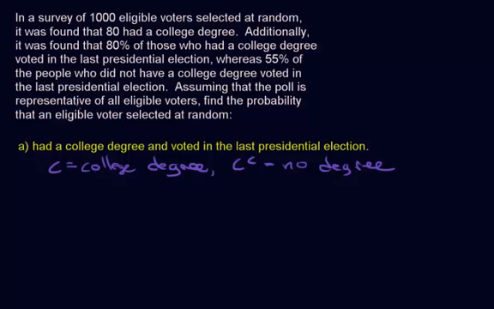Okay, so what do we know from that? We know that the probability that you have a college degree, since this is representative of all eligible voters, we had 80 who had a college degree out of 1,000, so 80 out of 1,000. Let's write that as a decimal. I guess it might make things a little bit easier for us in the future.